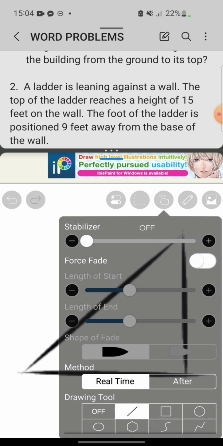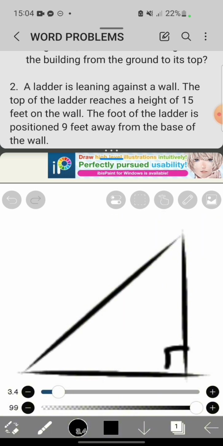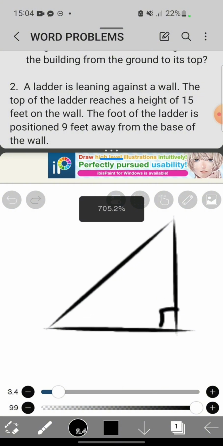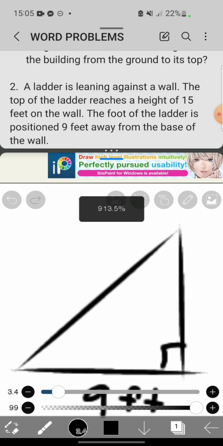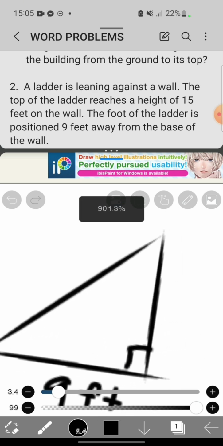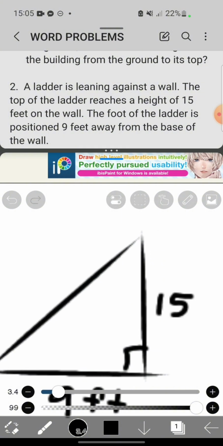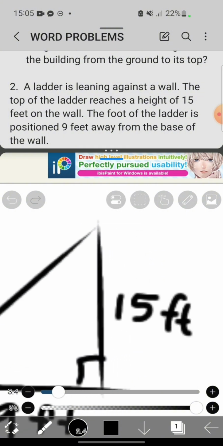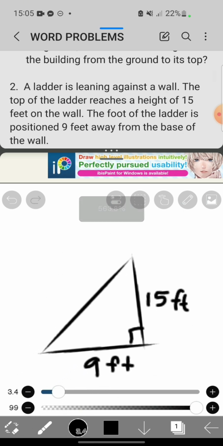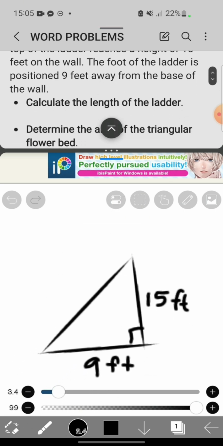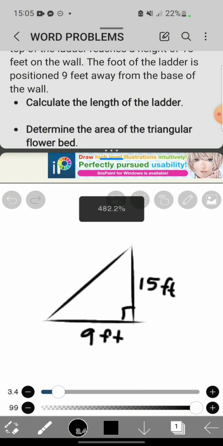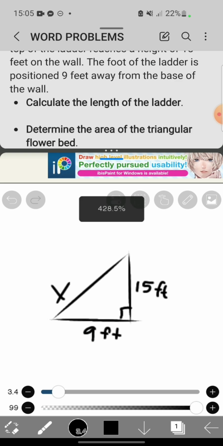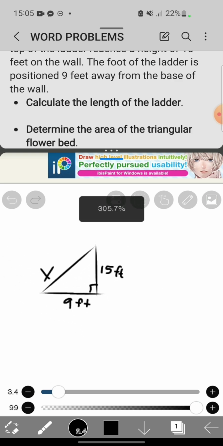So this is the right angle. The base is 9 feet away, and the height of the wall is 15 feet. So the first question is to calculate the length of the ladder. So we have to find the hypotenuse.